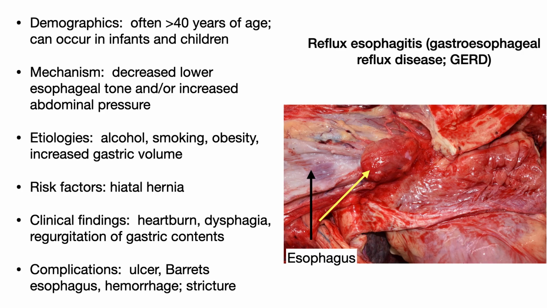Clinical findings: heartburn, that reflux of the acid. Dysphagia, difficulty swallowing, because of probably irritation. And then the reflux could also make them regurgitate gastric contents. So when you get stomach contents up in the esophagus, the acid can obviously lead to an ulcer. Barrett's esophagus, we'll talk about with metaplasia, the change to an intestinal type mucosa. If you have an ulcer or other inflammation going on, you could have hemorrhage. And then when you have injury to it, it could cause stricture.